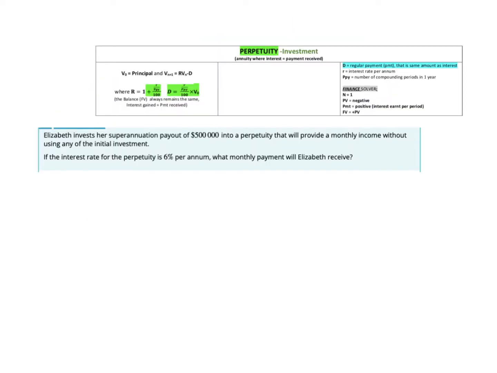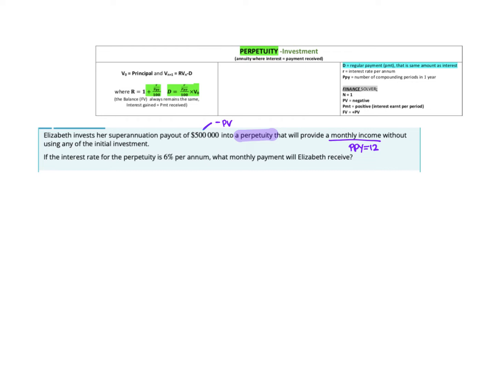All right, Elizabeth invests her superannuation payout of $500,000 into a perpetuity. As soon as you see that, you know that this $500,000 will be your negative PV, because you're going to invest it into the bank. And it will provide a monthly income, so the PPY is 12, without using any of the initial investment. That's what a perpetuity is. We are only going to use the interest as the payment.